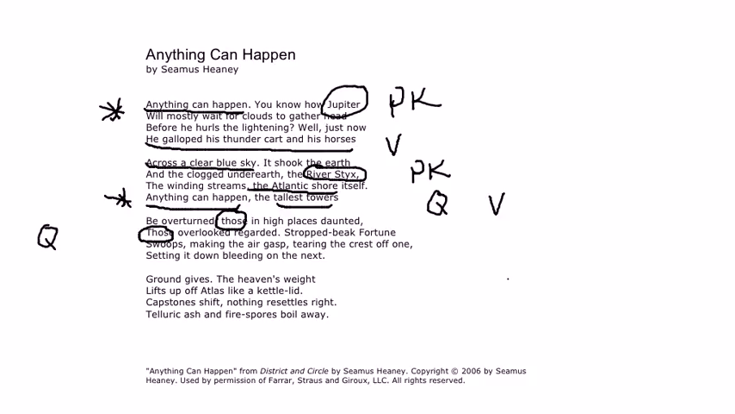Stropped beak fortune swoops, making the air gasp, tearing the crest off one, setting it down bleeding on the next. And here I have another question about the word stropped. I really don't know what that means. I think I'm going to have to go look that word up.